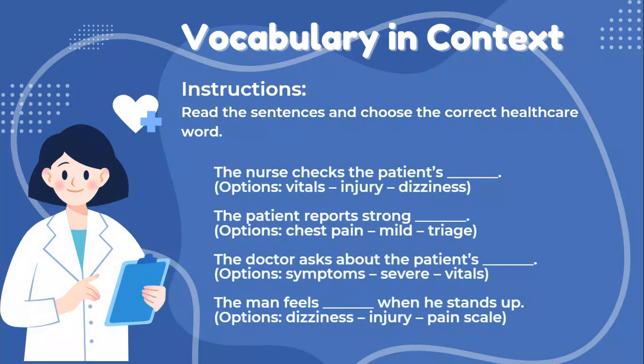The second activity is called vocabulary in context. In this exercise, students read short sentences and choose the correct word to complete each one. The purpose of this activity is to help students use the vocabulary in meaningful situations, not only memorize it. By reading the sentence, they understand how each word works depending on the context.